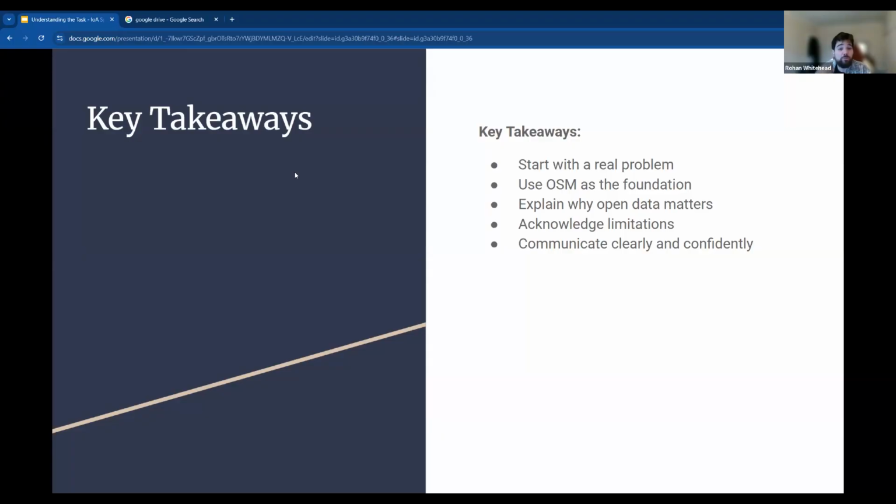You really want to define a real problem, not a made up or too far-fetched one, and you really clearly want to link your product idea to OpenStreetMaps. You want to explain why open data matters in general and how your product is benefiting from open data instead of relying on proprietary services. Acknowledge the limitations and trade-offs and be sure to be thinking with your business cap on. And finally, practice communicating clearly and confidently as you will be judged on this.